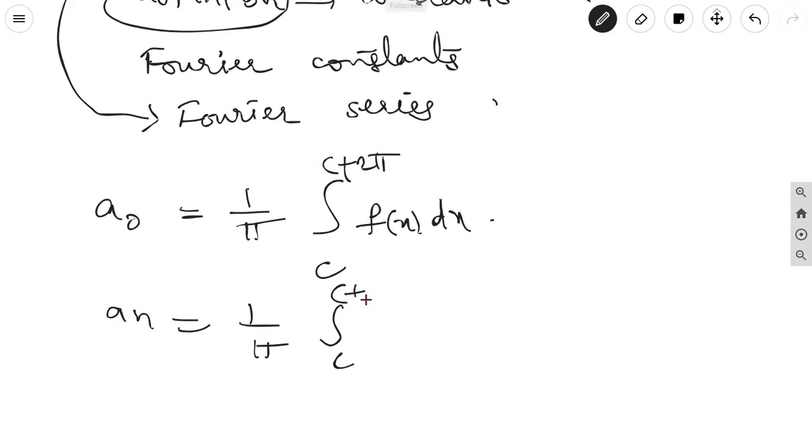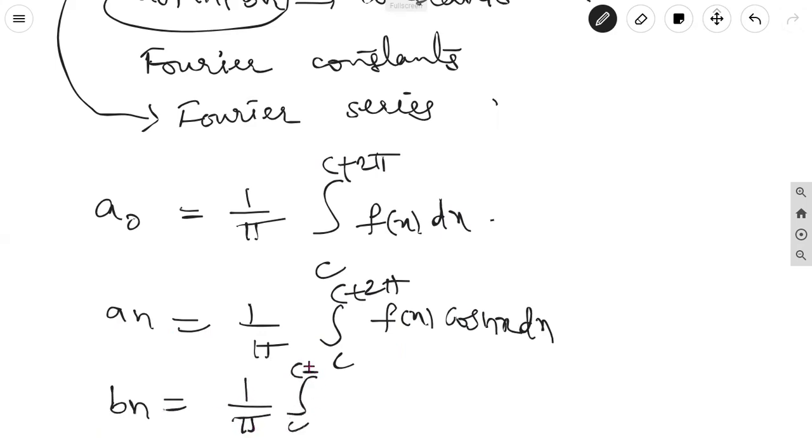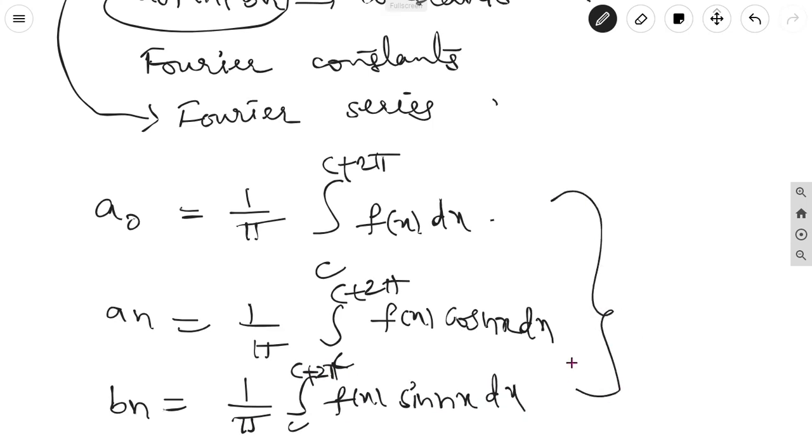integral c to c plus 2 pi, an is related to cos nx, so f of x cos nx dx, bn equal to 1 by pi integral c to c plus 2 pi f of x sin nx dx. You have to remember the Fourier series expression and the Fourier constants, how they are expressed in the full wave.